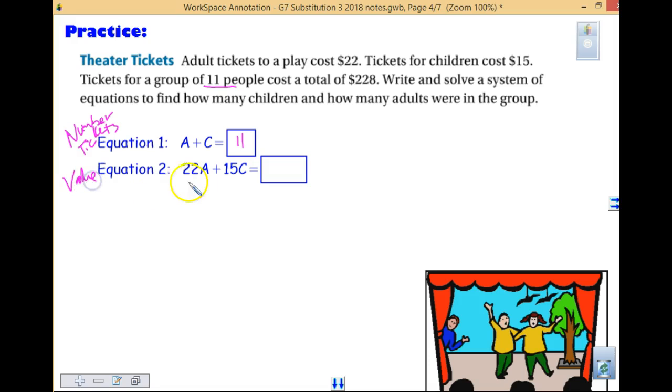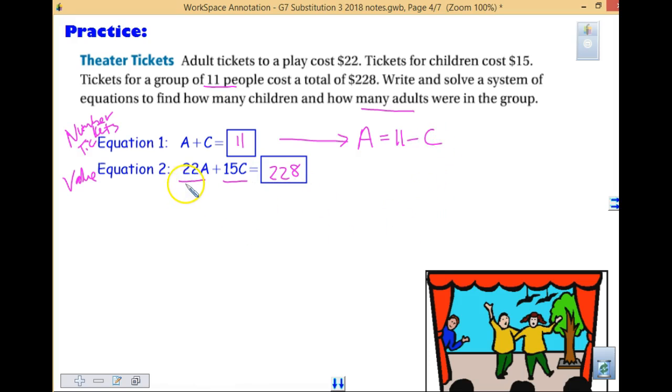So how much was each adult ticket? 22A plus 15C, and how much money did we spend altogether? 228. Now, we are asked to find how many adult and how many children tickets. Does it matter in this first equation if I solve for A or C? I'm going to solve for A. A is going to equal, I have to subtract C from both sides, 11 minus C.